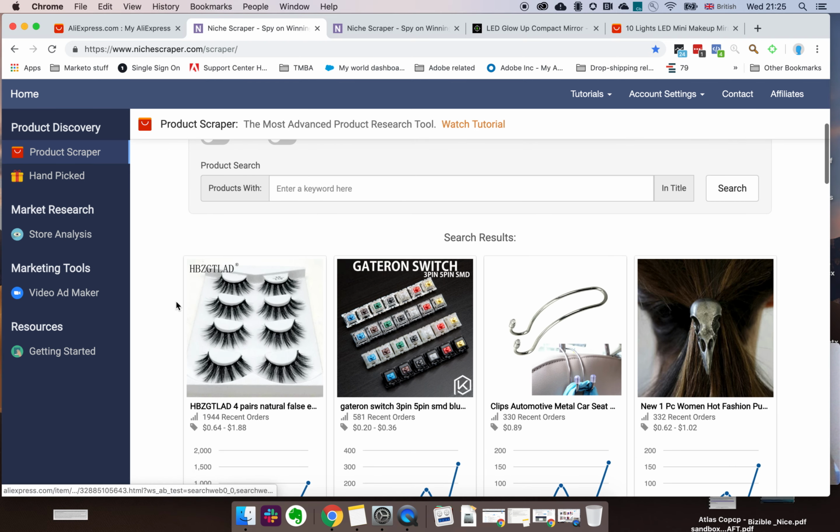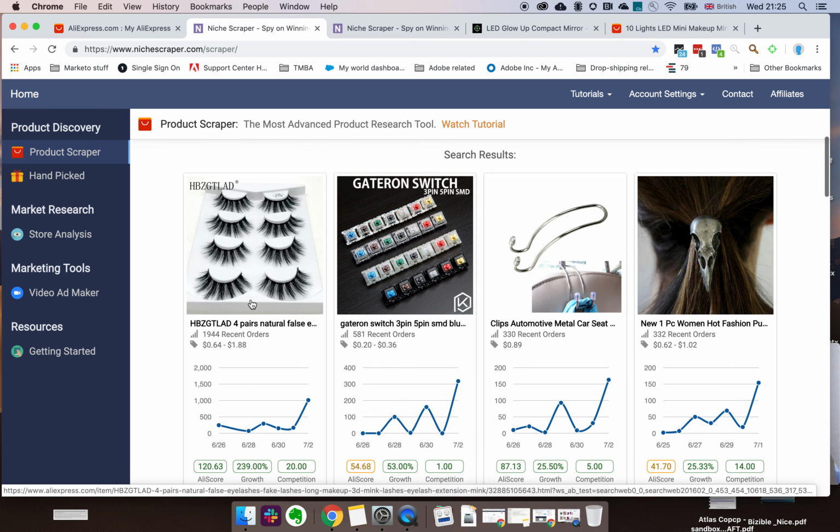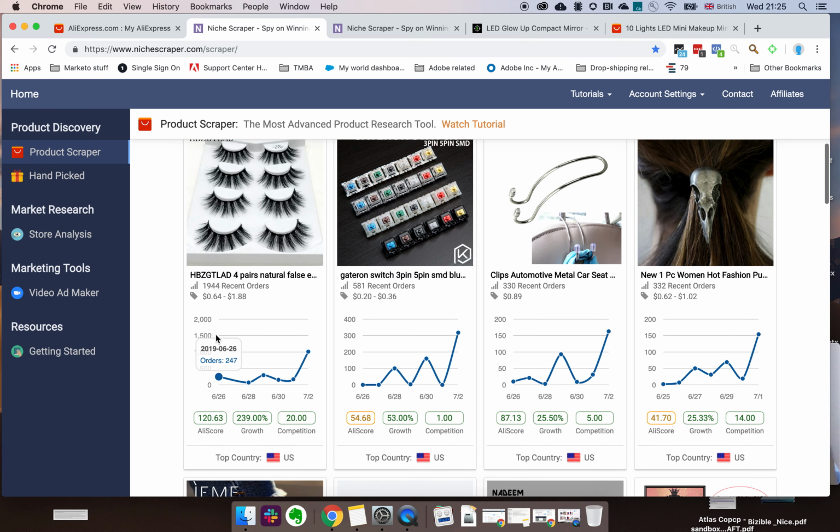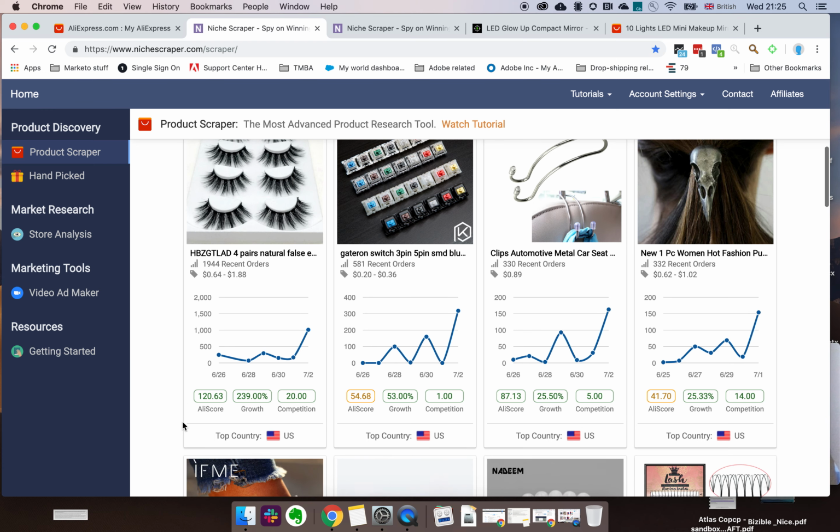So you can see that eyelashes, probably the magnetic ones, are pretty good. In the last week, they sold close to 2,000 units. That is a really good product to sell right now, and you can see it's on the rise. The growth rate is insane. It's off the charts, 240%, so that's really, really good.